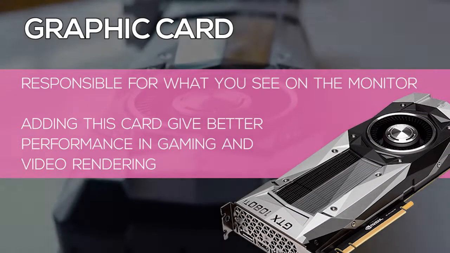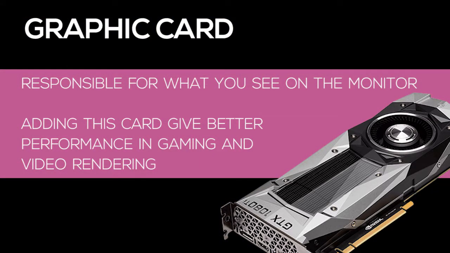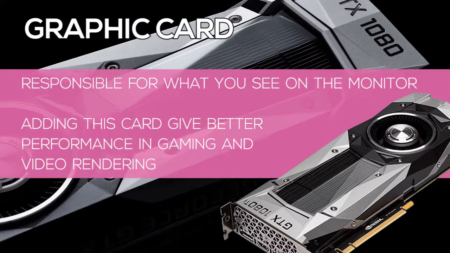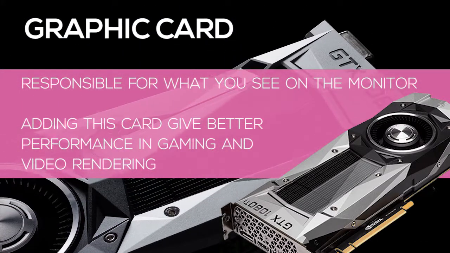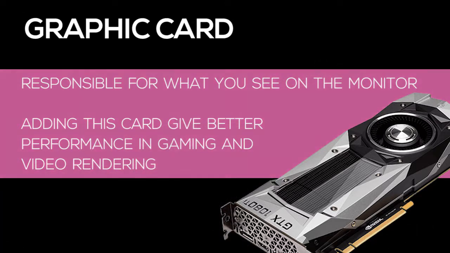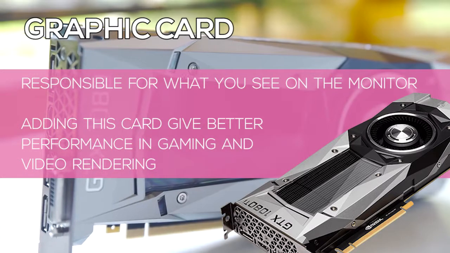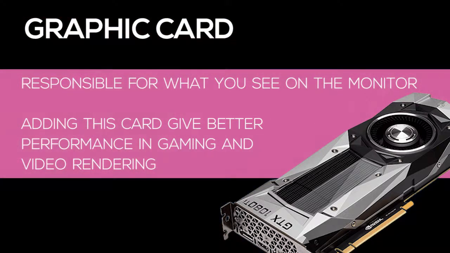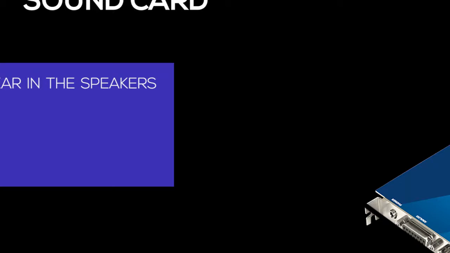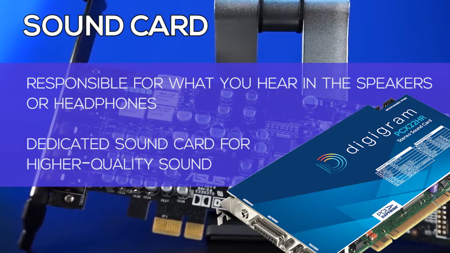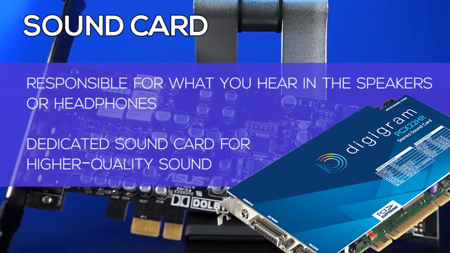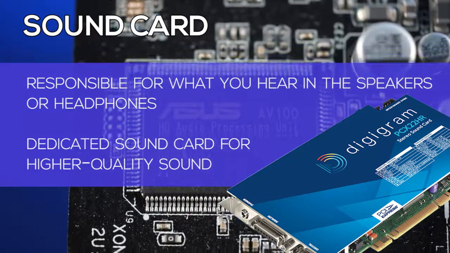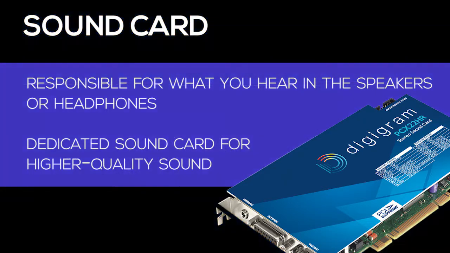Video card. The video card is responsible for what you see on the monitor. Most computers have a GPU, graphics processing unit, built into the motherboard instead of having a separate video card. If you like playing games, you can add a faster video card to one of the expansion slots to get better performance. Sound card, also called an audio card, is responsible for what you hear in the speaker or headphones. Most motherboards have integrated sound, but you can upgrade to a dedicated sound card for higher quality sound.